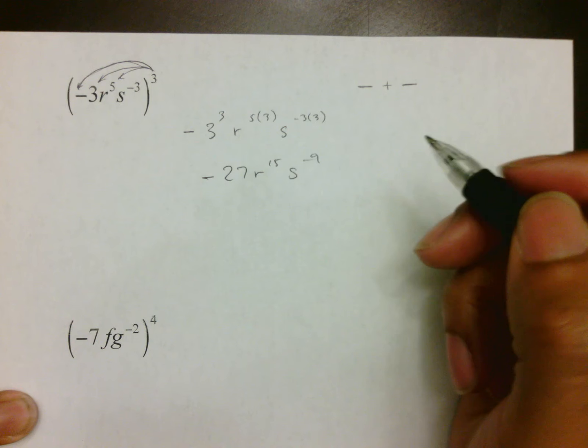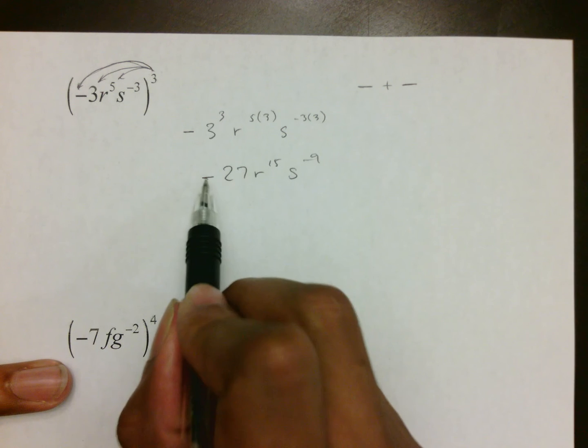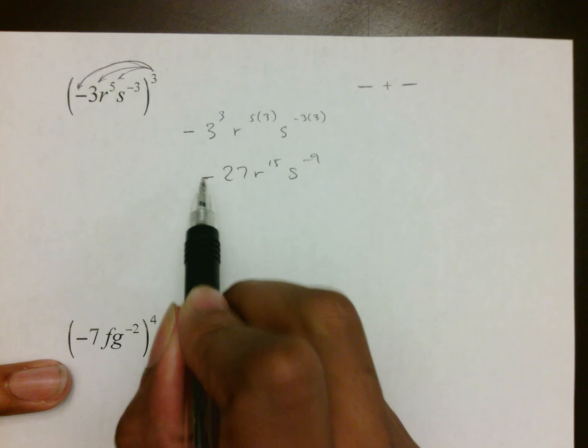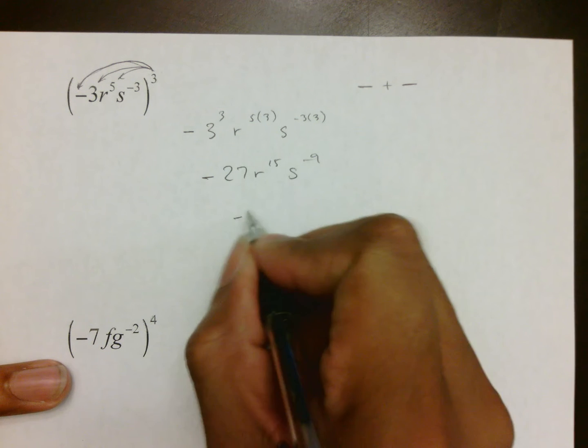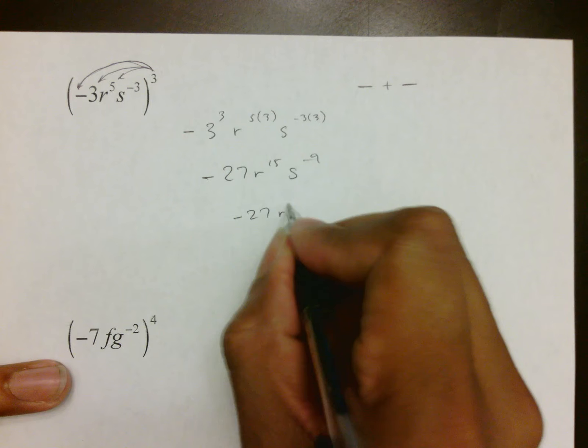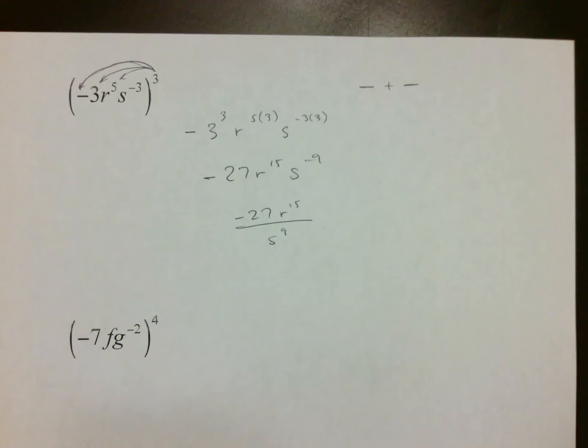And here's the trick. Remember, you cannot have a negative exponent. Do not fall for the fact that you think that this is a negative we have to deal with. A negative in front is fine. You cannot have a negative in the exponent. So negative 27 is happy. R to the 15th is happy. S to the 9th moves down to the bottom.